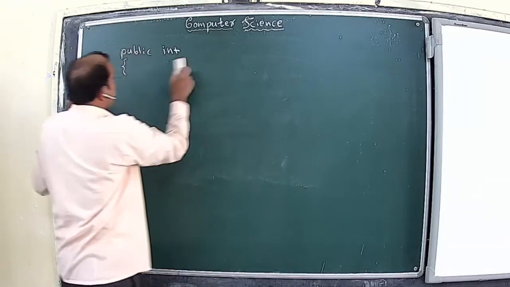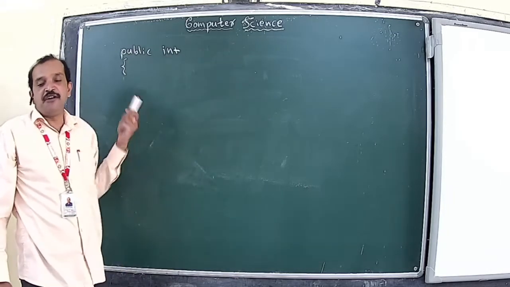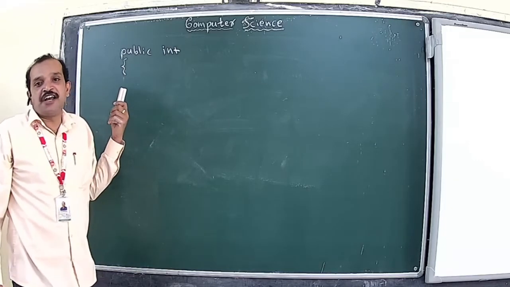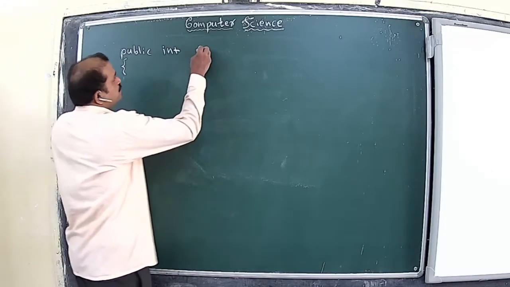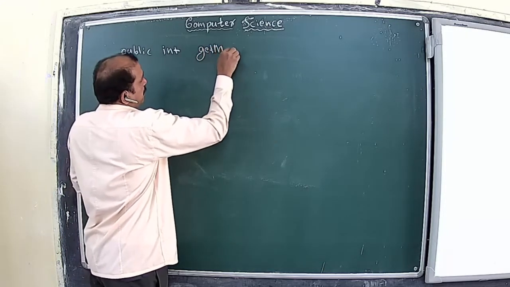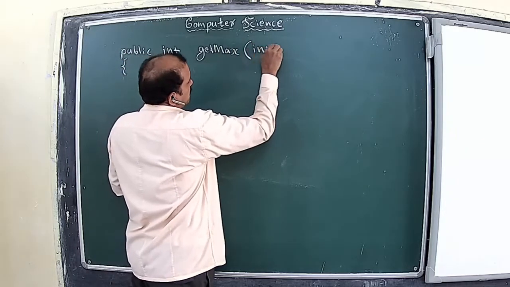Again, we will create it as a pure function, where an array will be accepted and the greatest value, the maximum value in the array, will be returned. Get max. Definitely an array will be accepted as an argument.